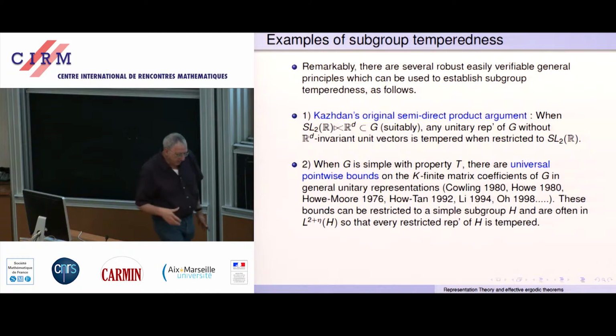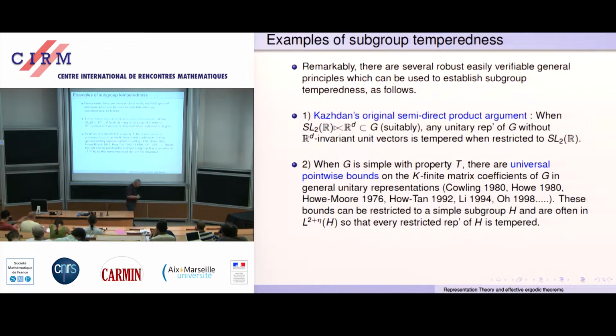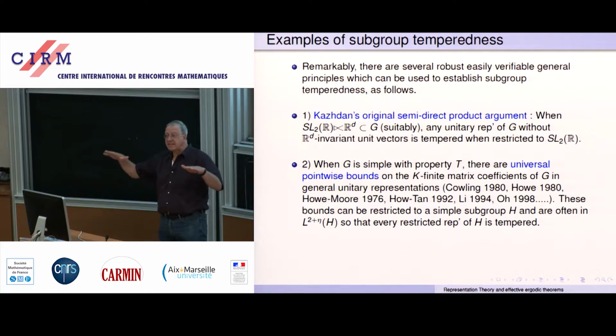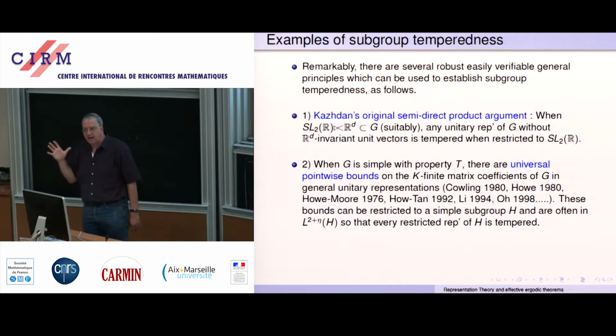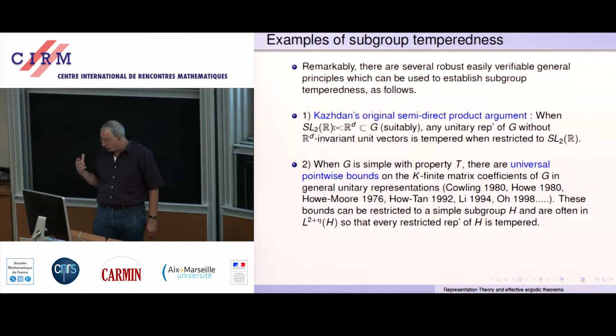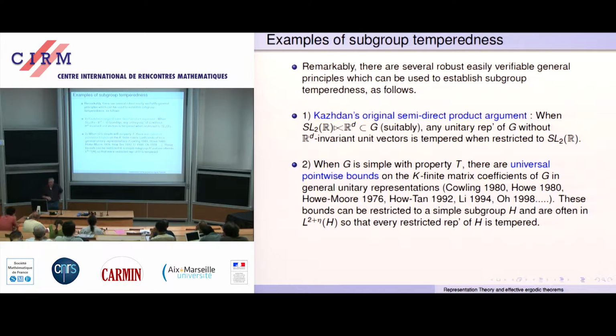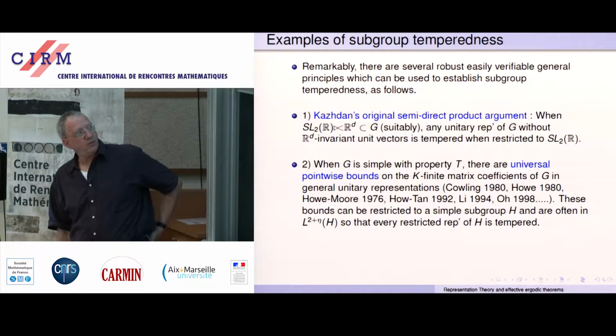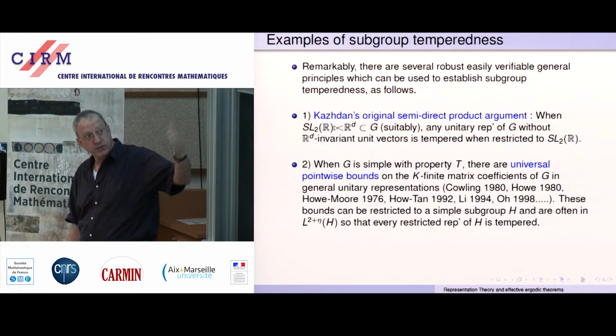Now, these bounds apply to all, say, K-finite matrix coefficients of G. And it may happen that when you restrict these bounds to a subgroup H, you have a function on G, the universal pointwise bound. You restrict this function to H, and it turns out that it's L2 plus epsilon on H. There's no reason why this shouldn't happen, although there's no reason why it should. And so if, in fact, the restriction to a simple subgroup, let's say H, is in L2 plus epsilon of H, then every restricted representation of H is tempered.